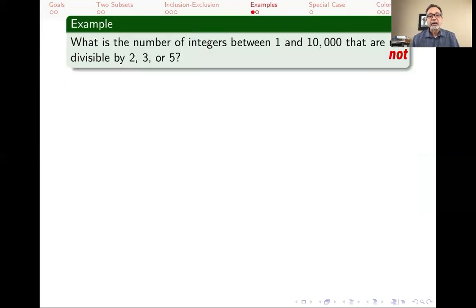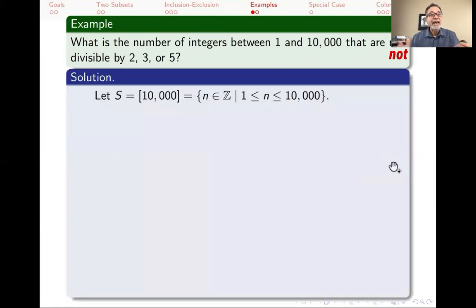So now let's look at a couple of examples. Let's say we want to count the number of integers between 1 and 10,000 that are not divisible by 2, 3, or 5. How are we going to do that? If you want to use the inclusion-exclusion principle, we would start with the ambient set. The inclusion-exclusion principle is also an example of what we call in mathematics a sieve method, where you start with a bigger thing and sieve to get to where you want to get.